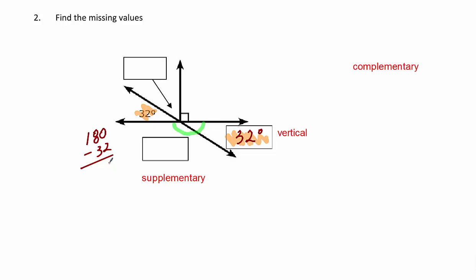So in this case, 0, take away the 2, 8, borrow from the 8 becomes a 7. 7 minus 3 is 4. We've got a 1 left over there. 148 degrees.